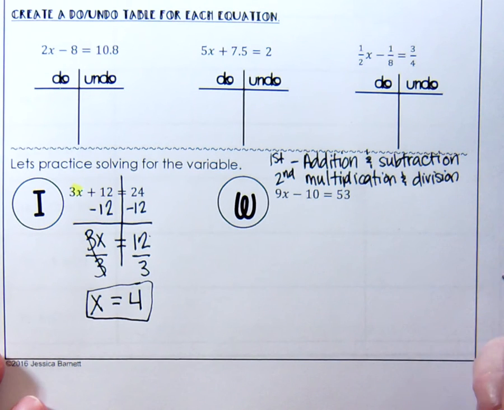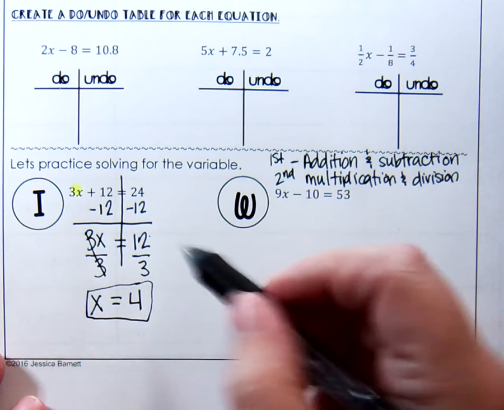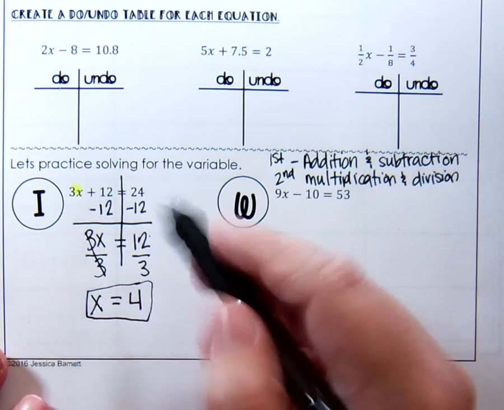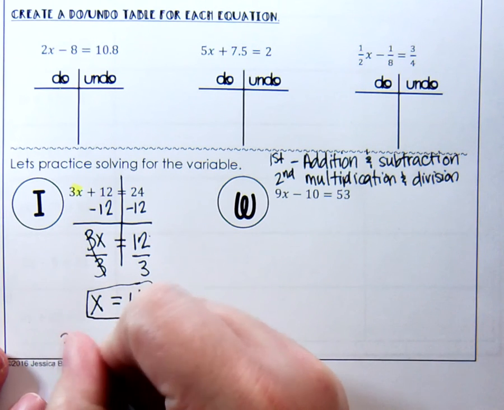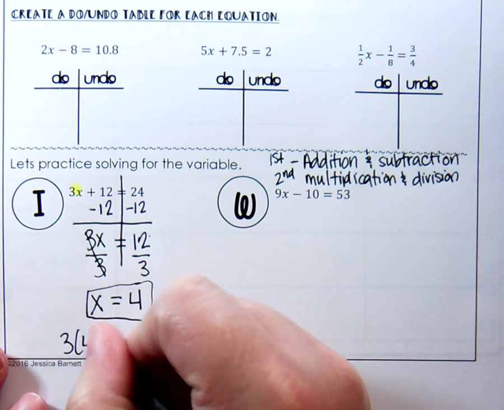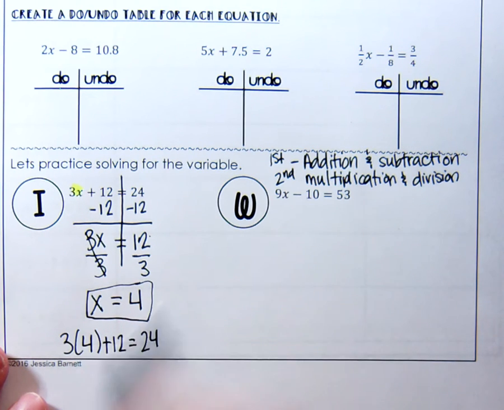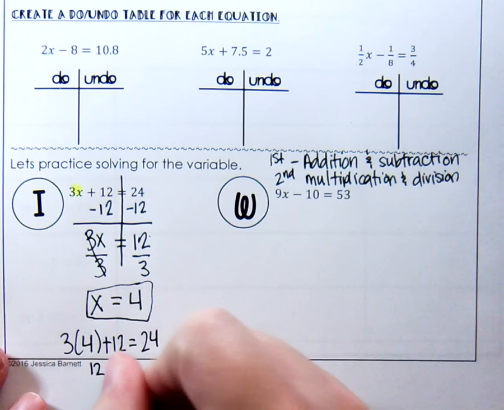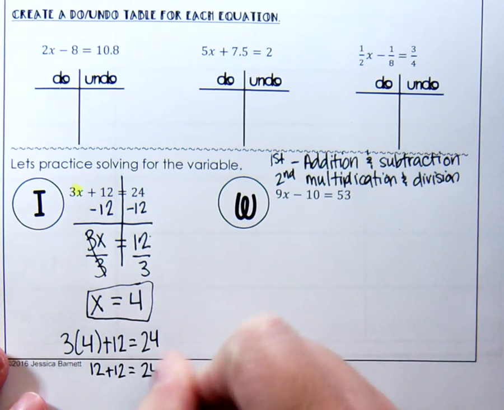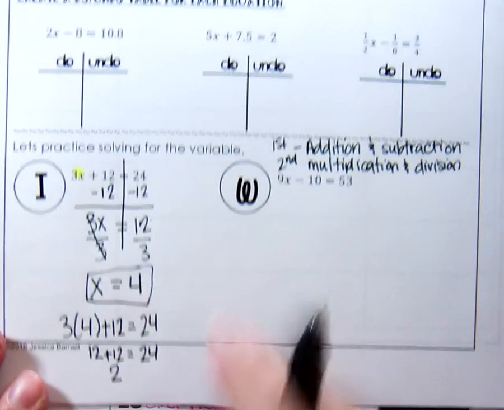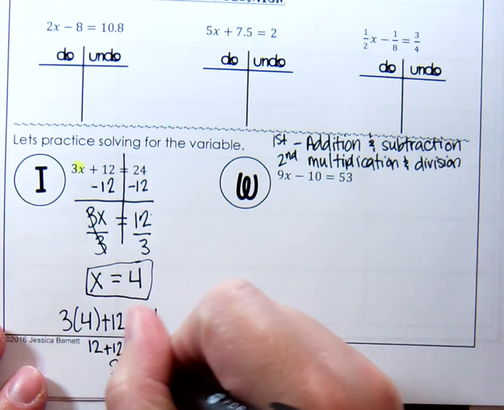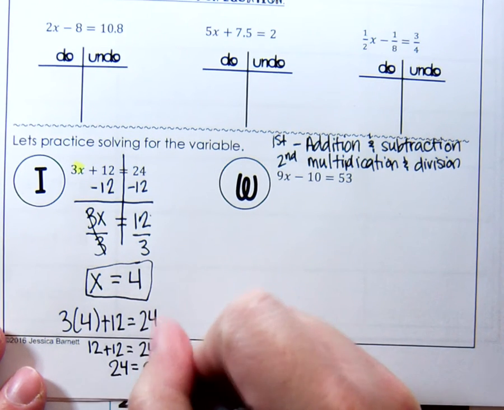Now if you're not sure if you got the right answer, let's go ahead and plug it back into the original equation to check. So we're going to replace x with 4. 3 times 4 plus 12. Well, 3 times 4 is 12. And I know that 12 plus 12 is 24. So 24 equals 24. This is correct.